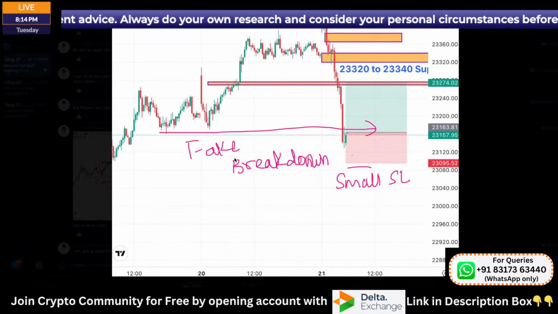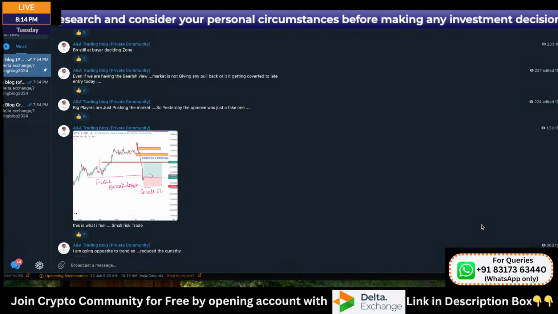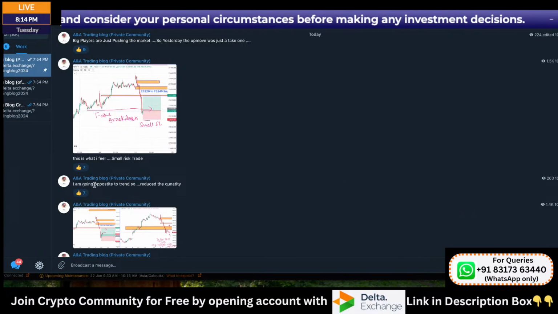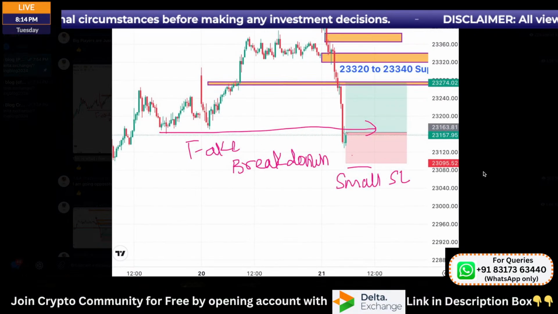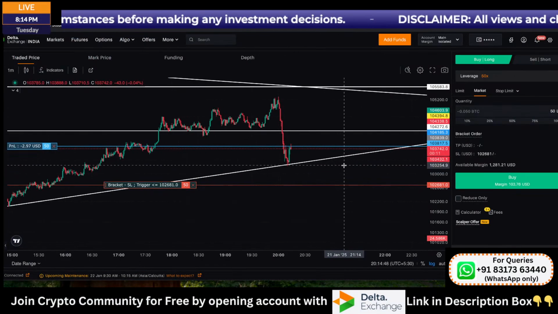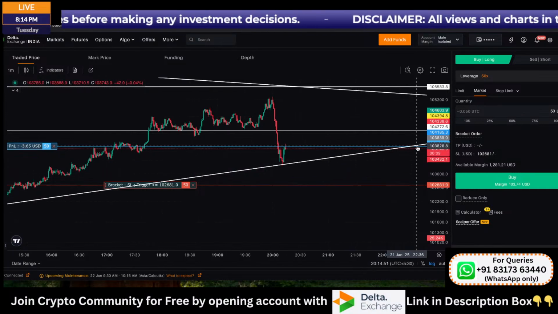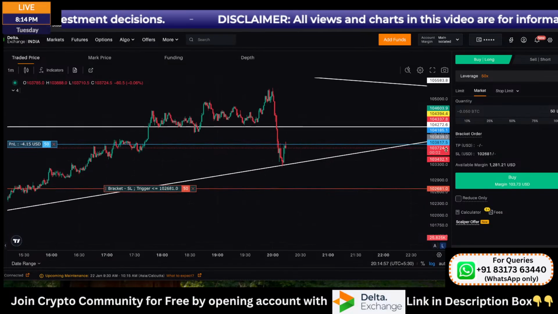Fake breakdown, right? Small stop loss. The first target was here, but our target went up to this zone because we were trailing, right? I'm going opposite to the trend, so I reduce the quantity. This is what I feel, a small risk trade. Sometimes the fake breakout calculation we do will go wrong also. But at that time what will we do? We will give a small stop loss of 30, 40 points.